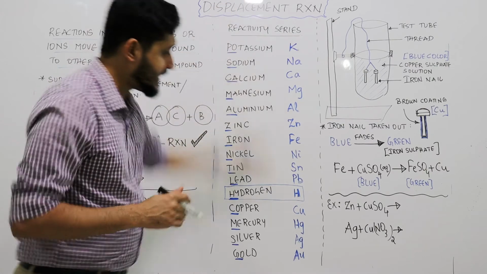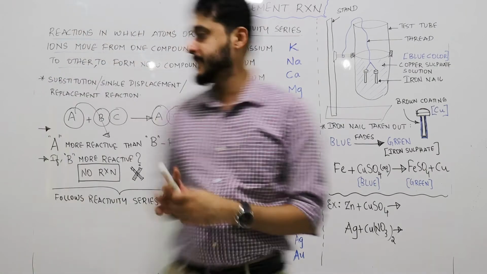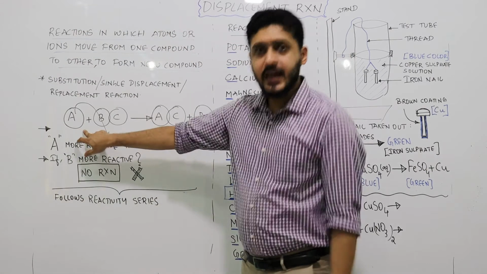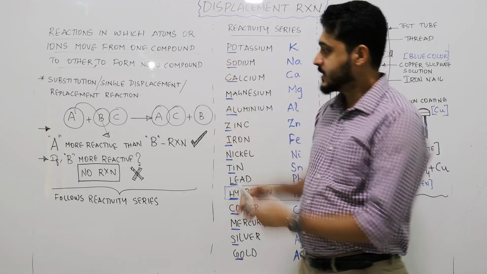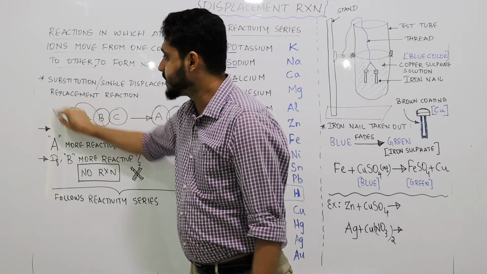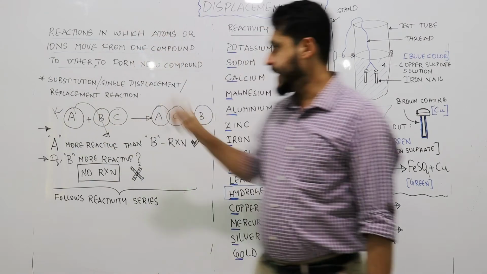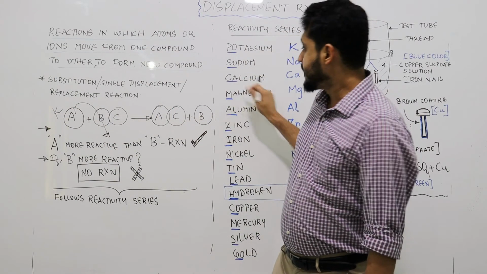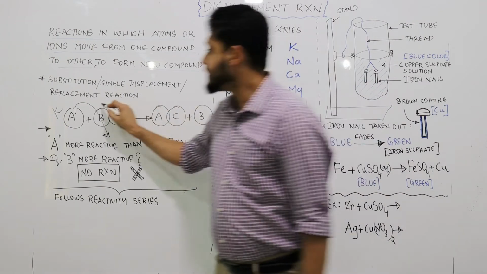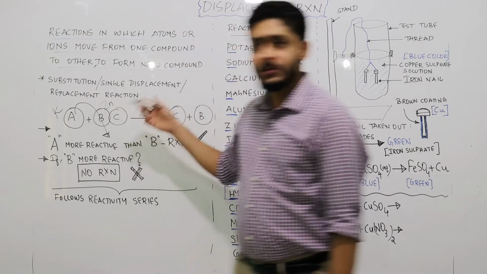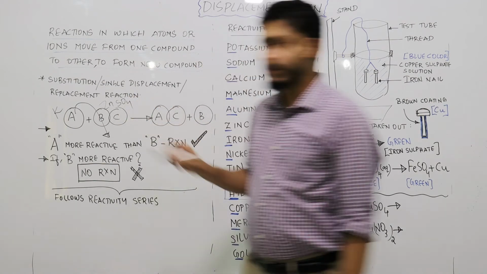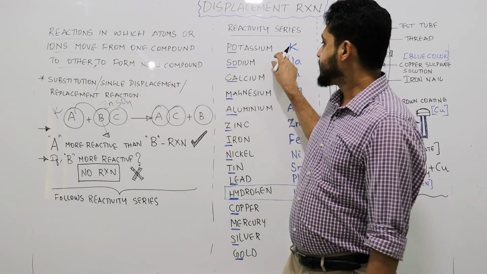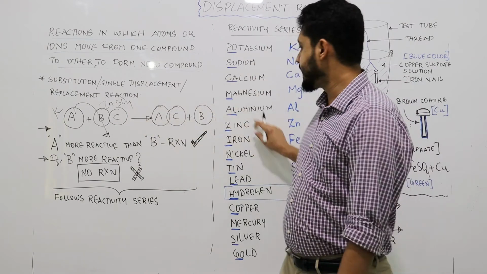Now, this is the reactivity series. Now, suppose I have taken A as potassium, and B as zinc. C can be anything, it can be a salt, suppose zinc sulfate. A I have taken as potassium, B I have taken as zinc.